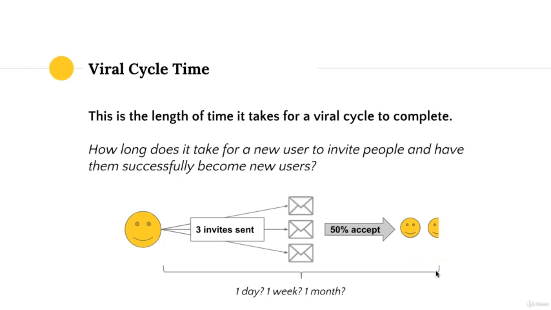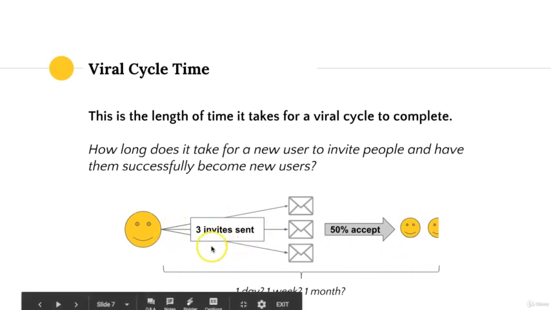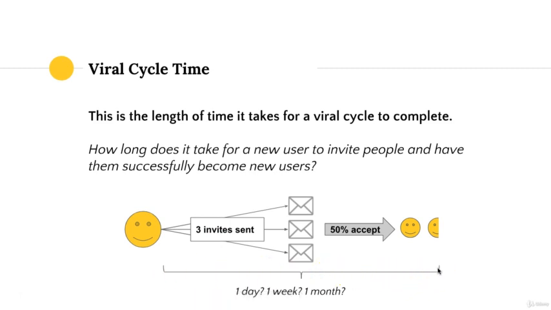Viral cycle time is the length of time it takes to go through one of those cycles. So if we take this example again, that is this section of time. And maybe that happens in one day, maybe it happens in 1 week, maybe it happens in 1 month. But the shorter that is, the faster you're going to grow.